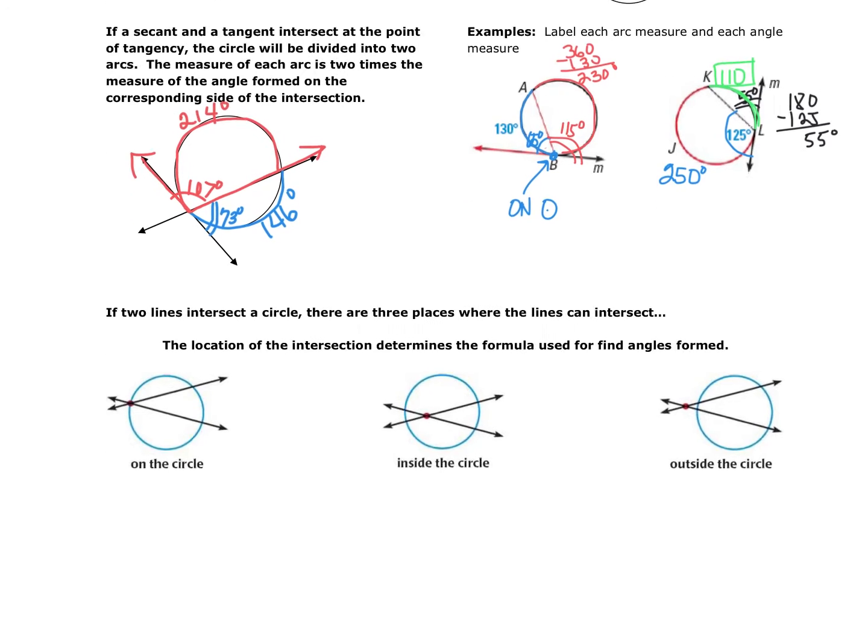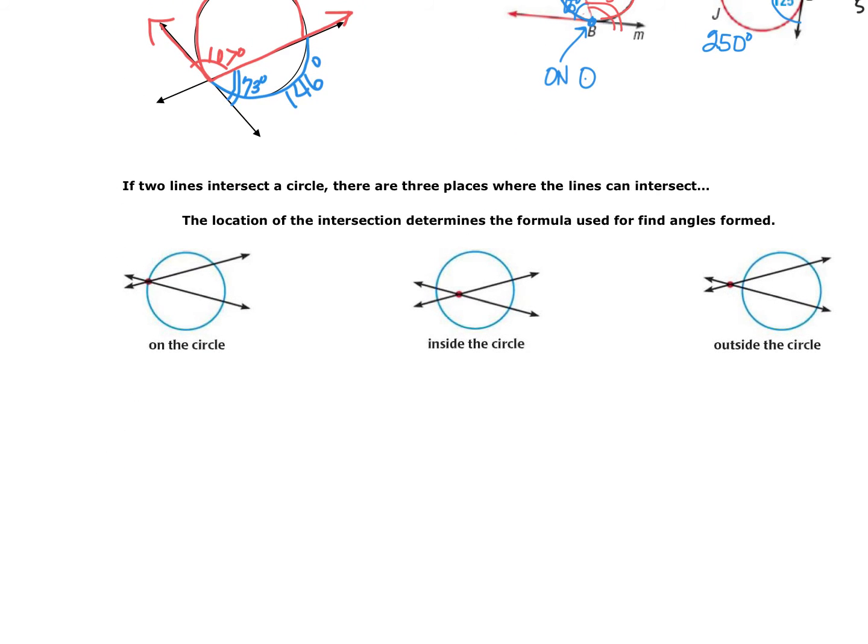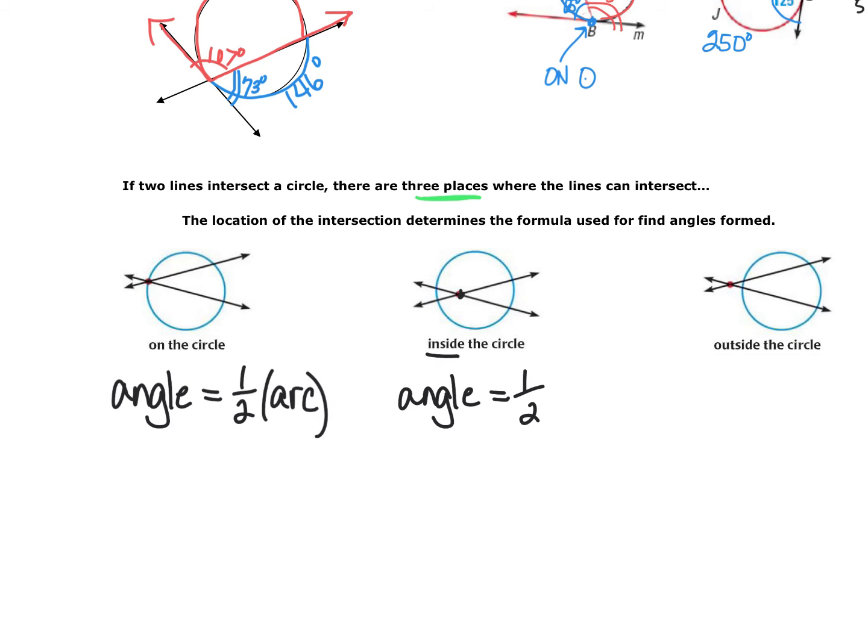All right, if we have 2 lines that intersect a circle, there are 3 places where the lines can intersect. The location of the intersection determines the formula used for finding the angles formed. So we have on the circle, where our angle is equal to half of the arc. If it's inside the circle, inside, the angle is equal to half of the sum of the 2 intercepted arcs.